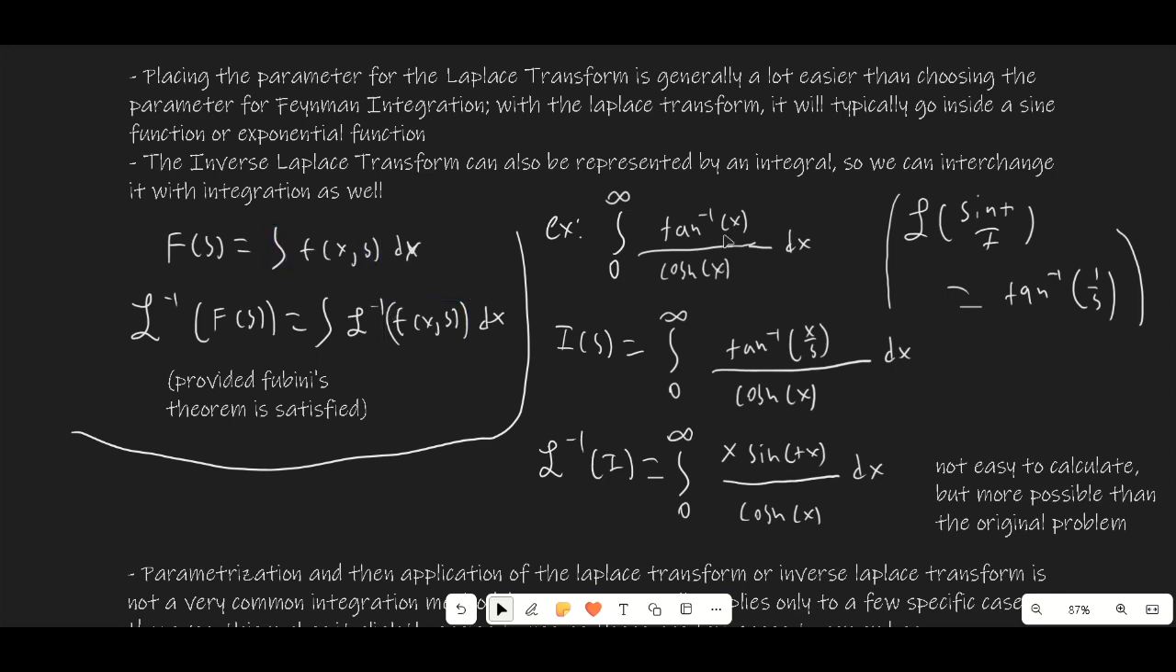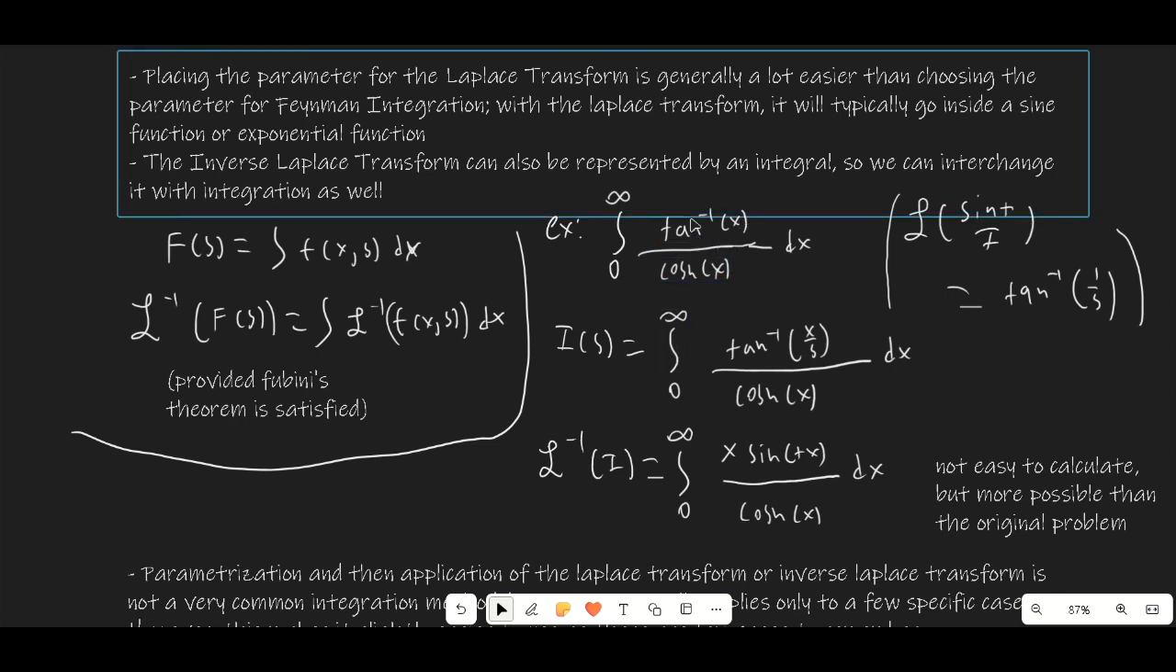So here's an example here. It's a little bit convoluted, but we're using the fact that the Laplace transform of sine of t over t is the inverse tangent of 1 over s. And so if we wanted to evaluate this integral here, which looks absolutely nasty, all we have to do is plug in I of s equals inverse tangent of x over s, and then using the rules of the inverse Laplace transform, we find that the inverse Laplace transform of I of s is x sine of tx over cos of x, which also looks daunting, but I can tell you that this first integral right here is completely impossible to solve in its current form.